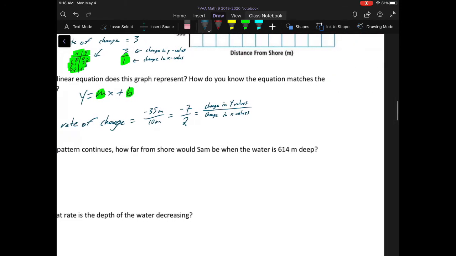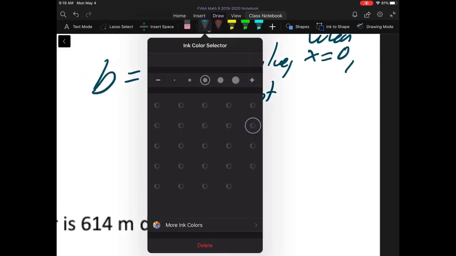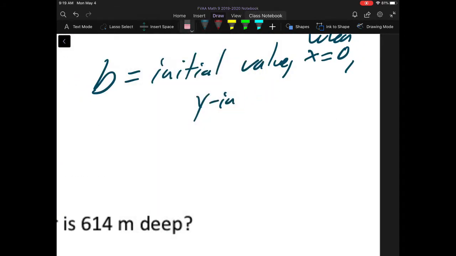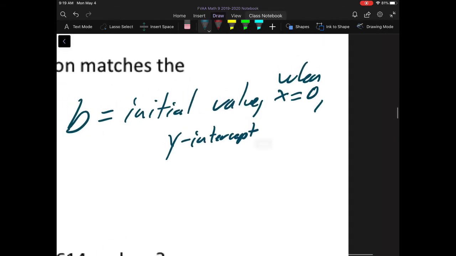Now what about the b value? b is equal to the initial amount, the initial value when x is equal to 0, and also the y-intercept. That's the other definition that we have here. Lots of definitions, they all give you the same answer. Lots of definitions for us for the b value.